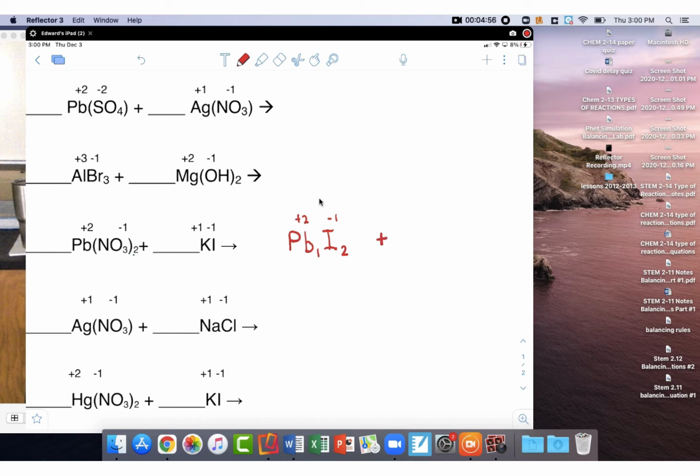Plus K. Now K is going to go with the other ion, which is NO3. Right? And that's our double replacement reaction.